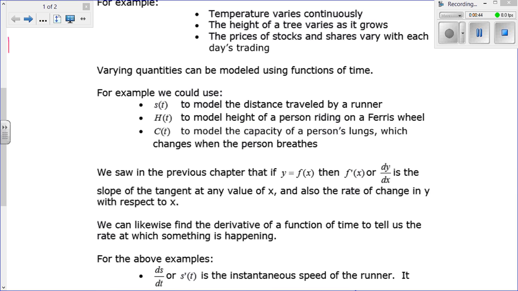For example, we could use s of t to model the distance traveled by a runner, h of t to model the height of a person riding on a Ferris wheel, and c of t to model the capacity of a person's lungs, which changes when the person breathes. We saw in the previous chapter that if y is equal to f of x, then f prime of x, or dy/dx, is the slope of the tangent at any value of x, and also the rate of change in y with respect to x.